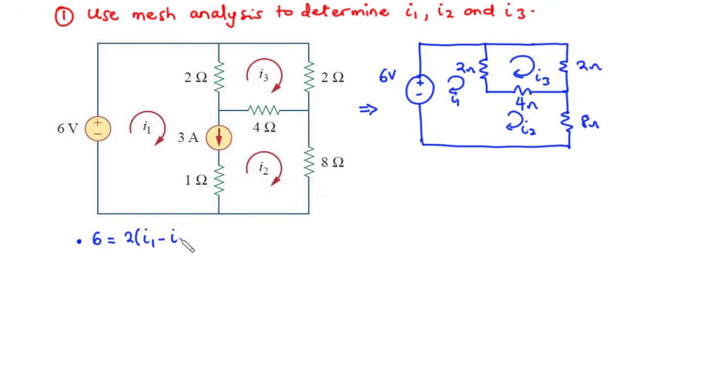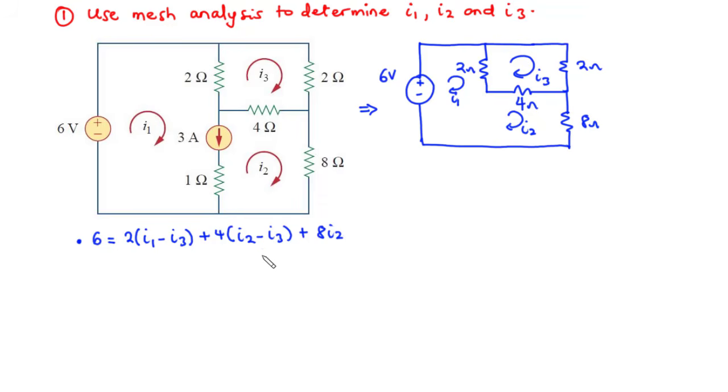minus I3, that is for this branch, and then moving this way, we also have I2 moving in the clockwise direction, and then I3 opposing the flow of I2. So we are also going to have plus 4 into brackets I2 minus I3, and then in this branch we only have I2, so plus 8 I2.